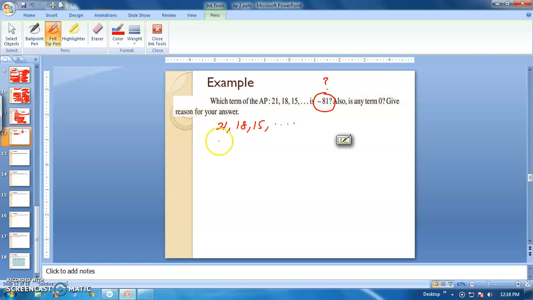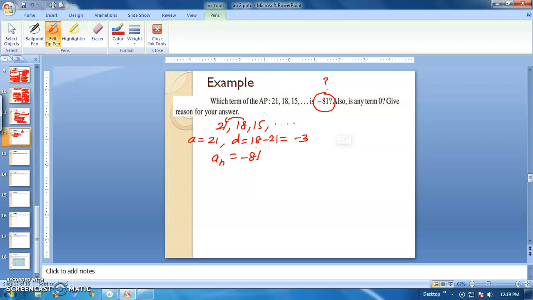So what is a here? The given AP has a equal to 21. And what is d? d equal to 18 minus 21. We have to subtract the first from the second, not the second from the first. So 18 minus 21 is minus 3. So d is minus 3 here. To find which term of the AP is minus 81, we take an equal to minus 81.